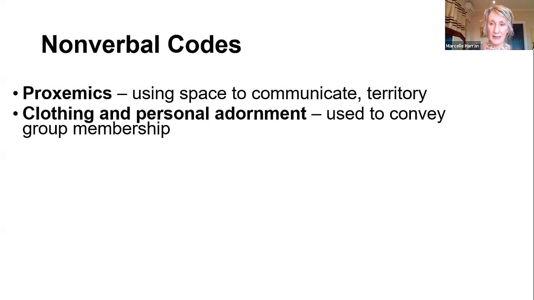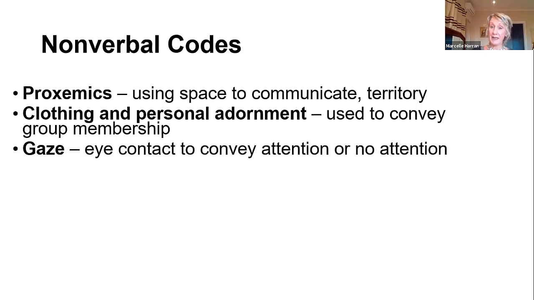Also, our clothing and our personal adornment, it's normally used to show our group membership. If you are wearing a sari, it might be Indian. If you're wearing a sheila, you might be coming from the Middle East. So the different things that we wear indicate where we come from.